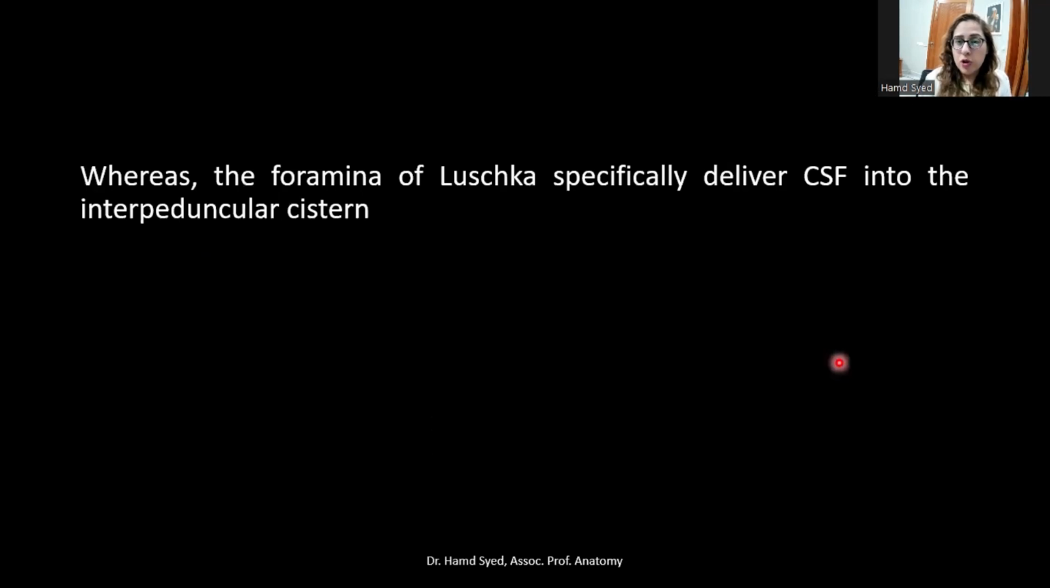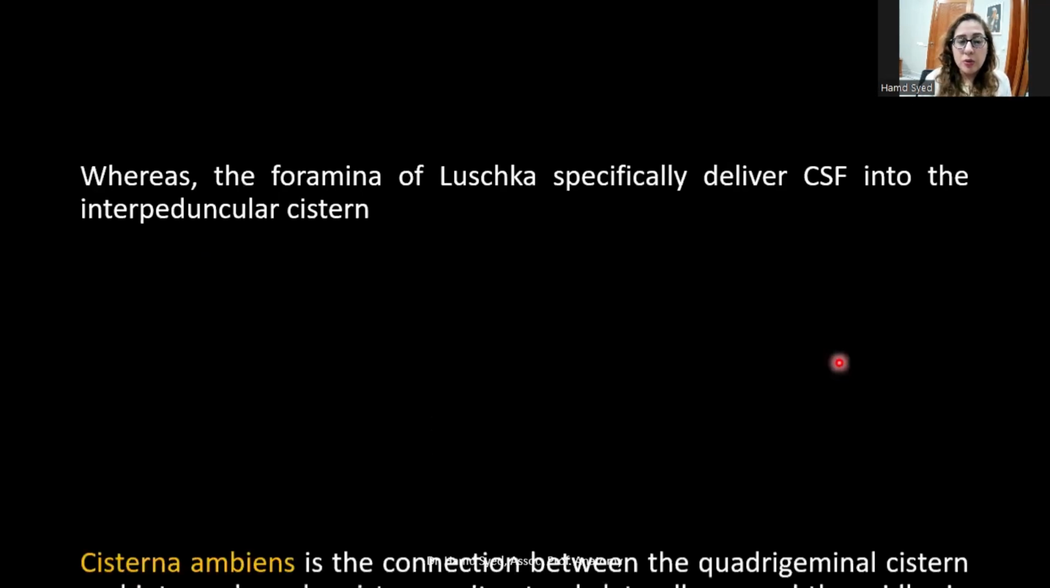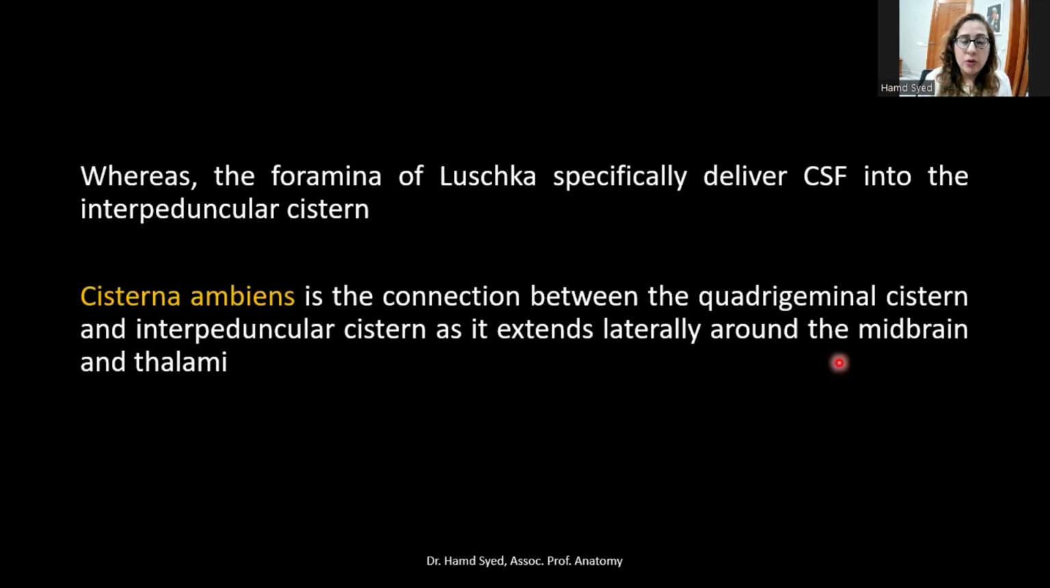Whereas the foramina of Luschka specifically deliver the CSF into the interpeduncular cistern. So there is another cistern, which is the cisterna ambiens. That is the connection between the quadrigeminal cistern and the interpeduncular cistern as it extends laterally around the midbrain and thalami.